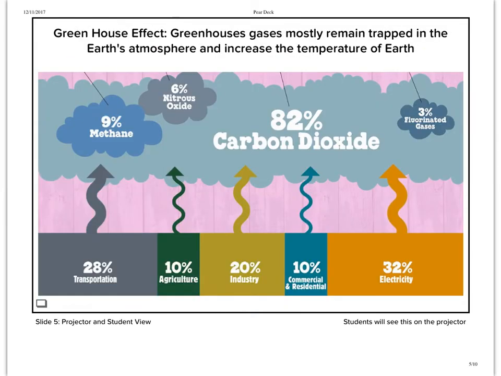Okay. The greenhouse effect. We have mentioned this previously, but the greenhouse effect is what happens when greenhouse gases mostly remain trapped in the Earth's atmosphere, which then increases the temperature of Earth. So greenhouse gases, I'm going to abbreviate as GG, their chemical makeup causes an increase in the Earth's atmosphere, the temperature.